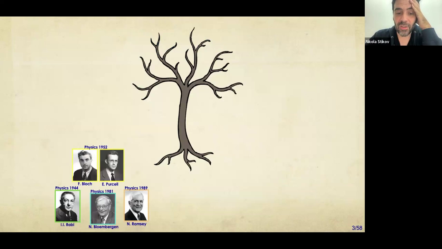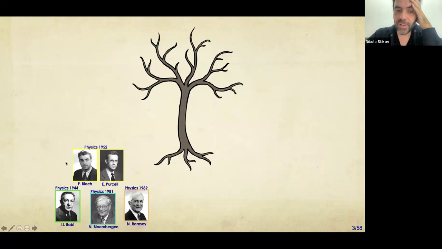First, there's tons of Nobel Prizes that have been given to MRI. Some to physicists, starting all the way back to 1944 with Isaac Rabi. Then a couple of Nobel Prizes given to Stanford and Berkeley scientists, Felix Bloch and Edward Purcell. And then in the 80s, Bloembergen and Ramsey. Each of these developed some fundamental MRI property that was then exploited to create clinical MRI scanners.